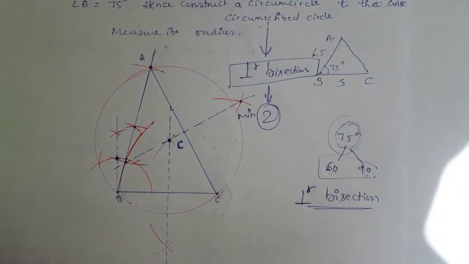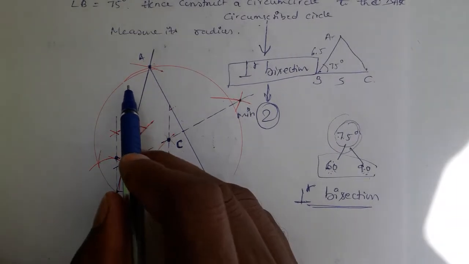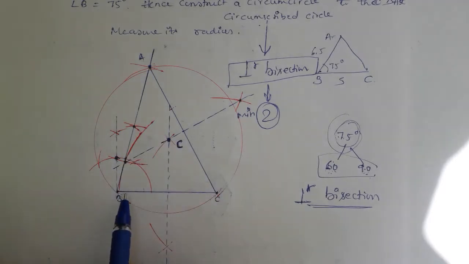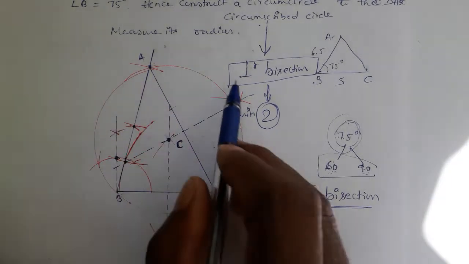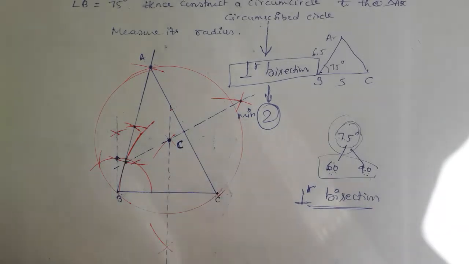Now what I have to do? Finally draw a circle. That circle definitely passes through the three. Look at now. This is the circumcenter. From the circumcenter I drew the circle, and that circle passes through A, B and C. If suppose that circle is not passing through all the three vertices, somewhere you have done wrong.